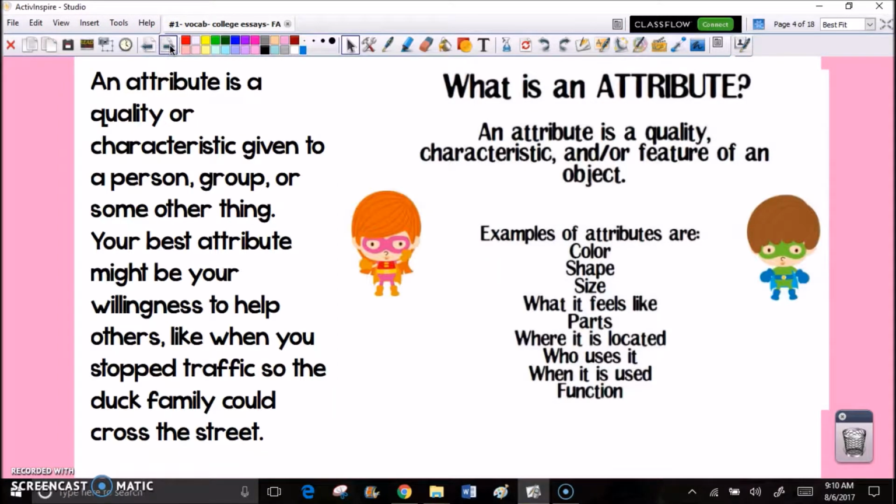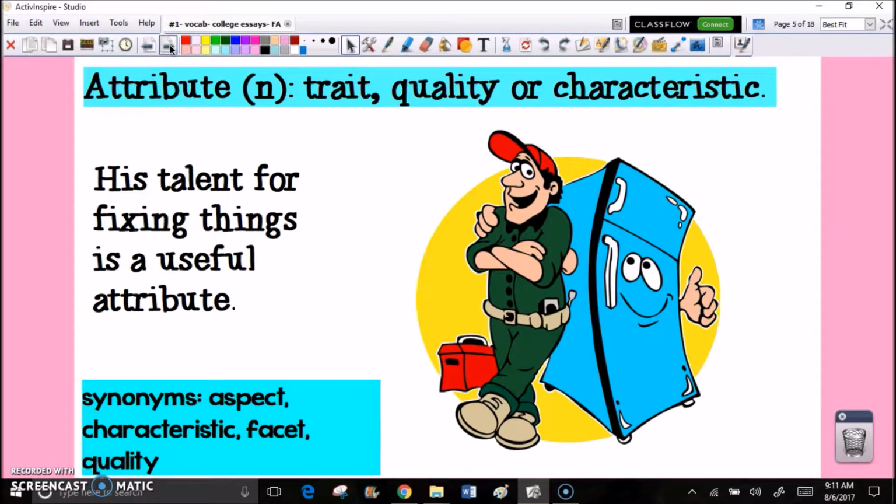All right, so let's start with word number 1, attribute. So an attribute is a quality or a characteristic that you give to a person, a group, or some other thing. So your best attribute might be your willingness to help others, like when you stop traffic so the duck family could cross the street. Another way to think about an attribute is as a personality trait. That's a pretty good synonym for what attributes are. They're the things that you have, the things that make you, you. So again, it's a trait, it's a quality, or a characteristic.